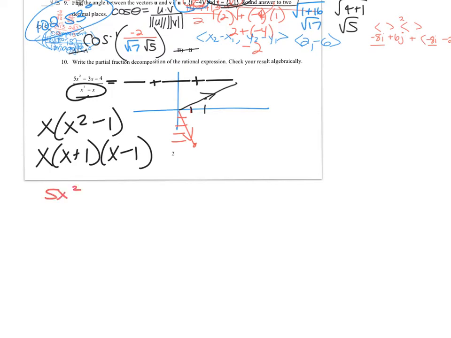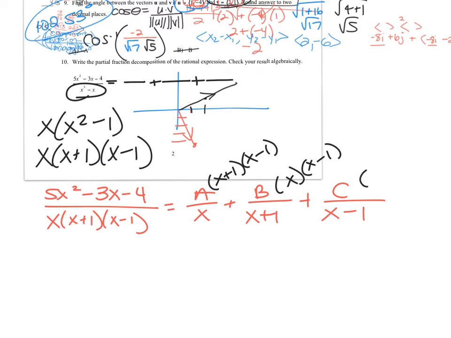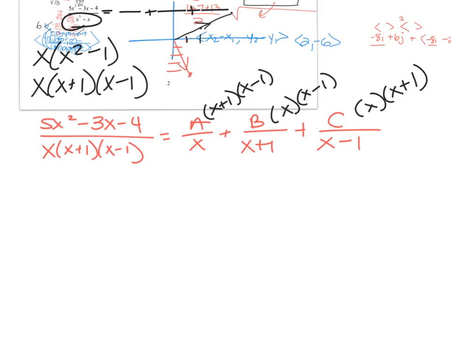So 5x squared minus 3x minus 4 over x times x plus 1 times x minus 1 would equal a over x plus b over x plus 1 plus c over x minus 1. And then one at a time, I need to multiply out what's missing on the bottom. From a, the denominator would be missing x plus 1 and x minus 1. From b, x and x minus 1. And from c, x and x plus 1. And then I write out just my numerators.